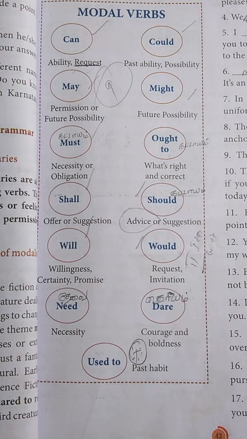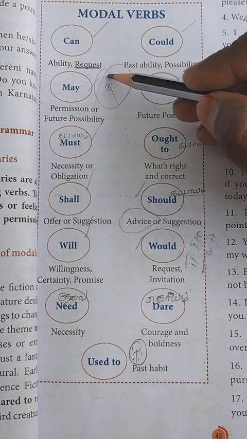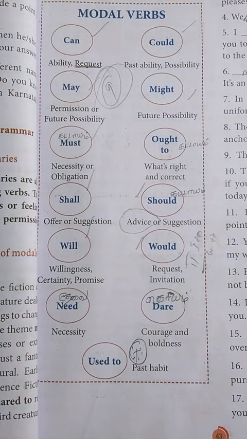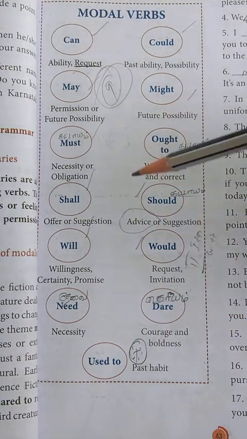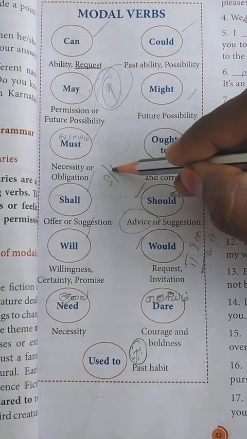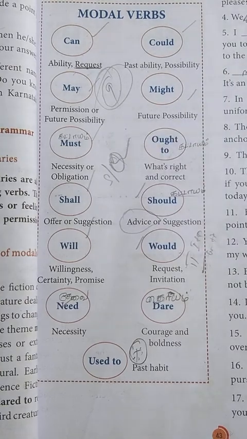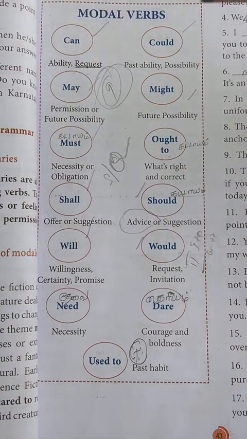Okay, my dears? So far we have seen about the 9 modals. And now we will move on to the semi-modals or quasi-modals. What are the semi-modals as well as quasi-modals?